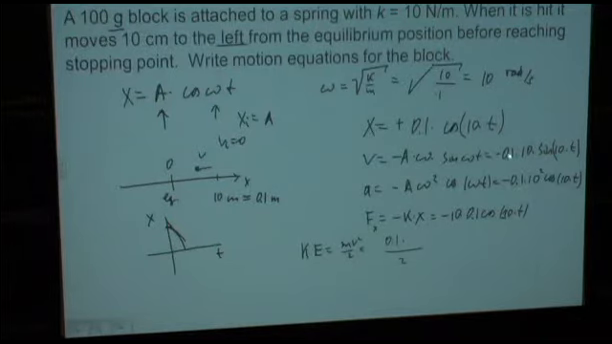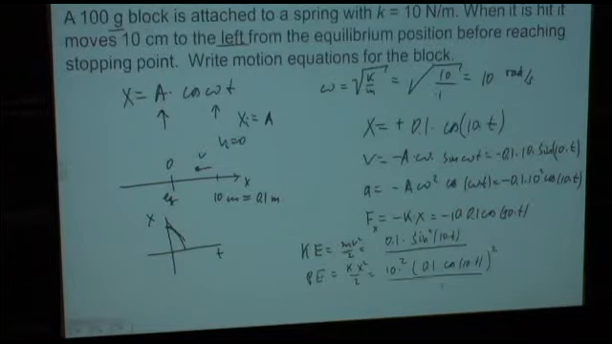So 0.1 times 10 is 1. If we square it, negative doesn't matter. Negative 1 squared is 1. So that's going to be sine squared of this. Potential energy. Well, it could have been total minus kinetic, or it is equal to kx squared divided by 2. So k equals 10, x squared. Well, now the whole thing has to be squared: 0.1 cosine 10 times time, squared, divided by 2.